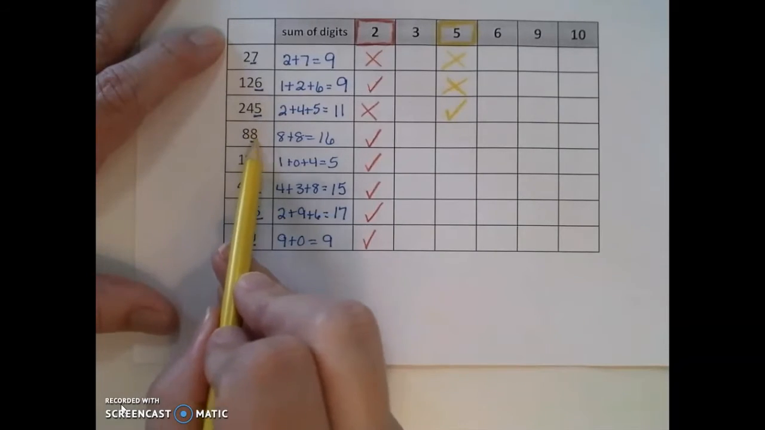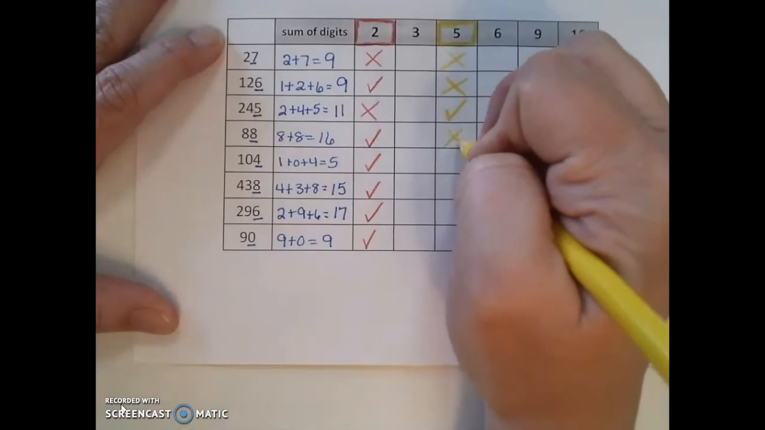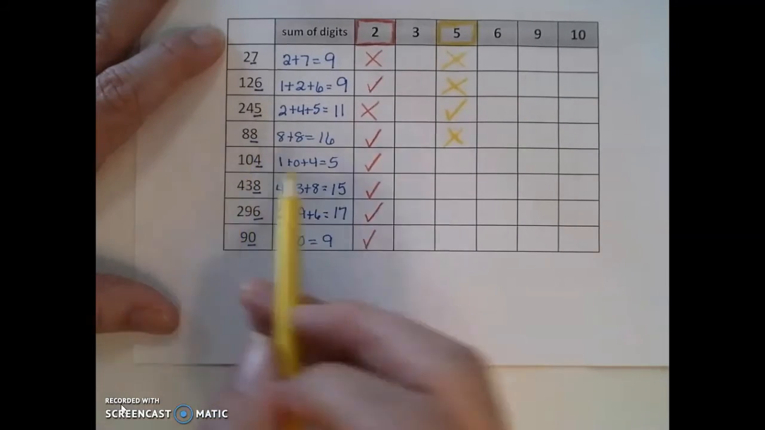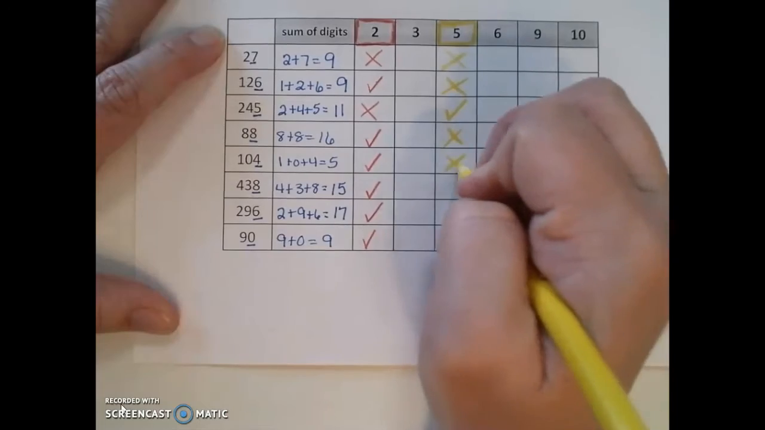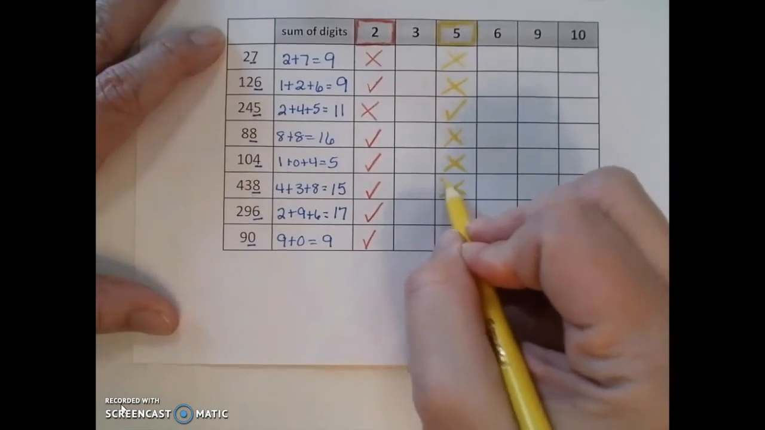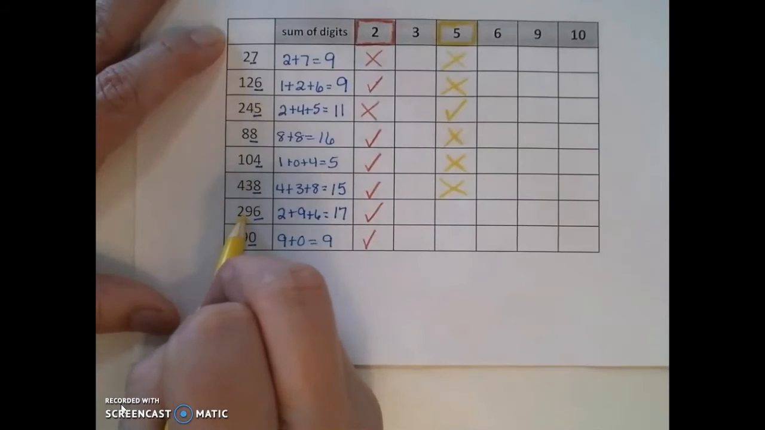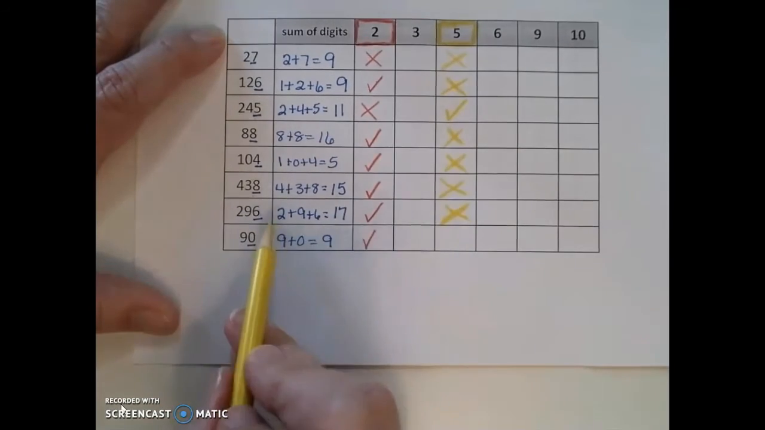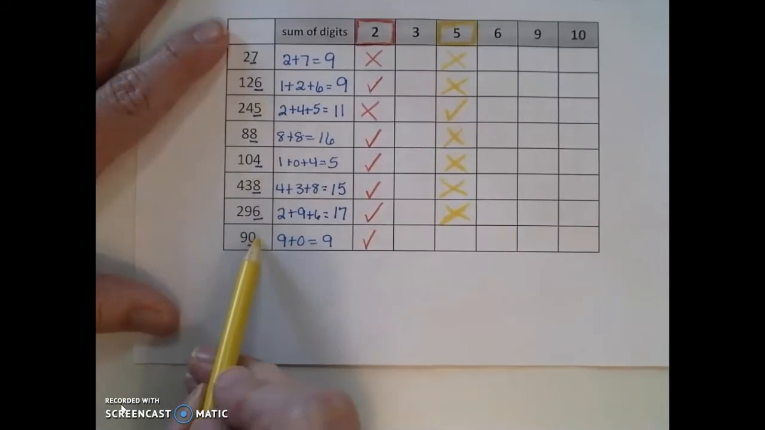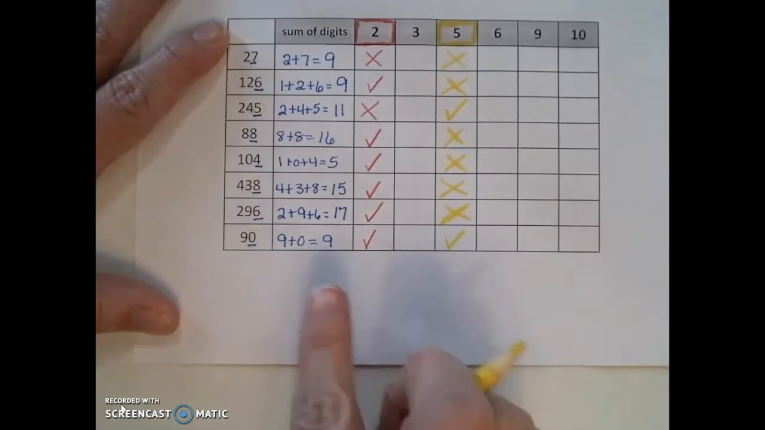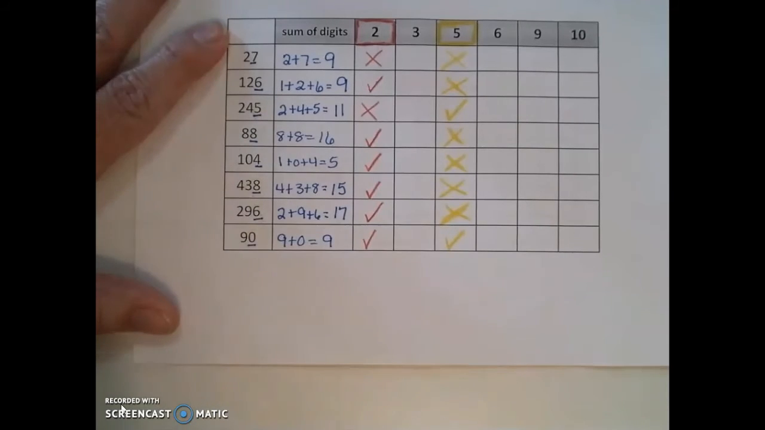88 ends in an 8, so that's a no, that's not a 0 or a 5 at the end. 104, not a 0 or a 5. 438, not divisible by 5. 296, also not divisible by 5. That last digit would have to be a 0 or a 5. Now 90 has a 0, which means that is a yes for 5. That is divisible evenly by 5.